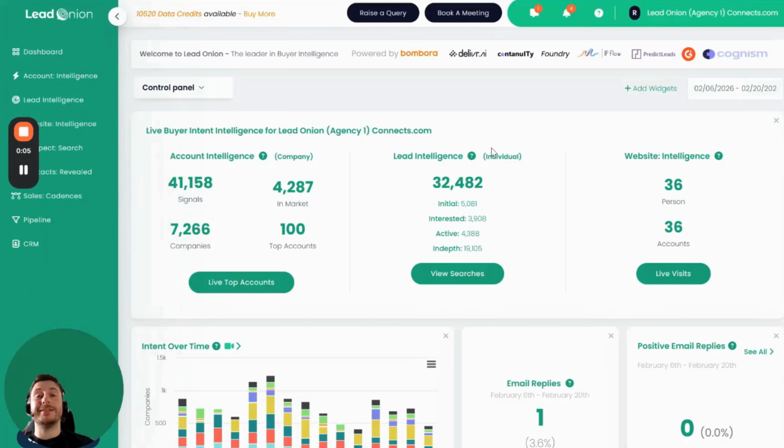Today we're going to dig into account intelligence, the feature inside Lead Onion designed to support account-based sales and marketing teams to help them prioritize and engage with the very hottest accounts in their target audience today. We're going to talk about what it is, who it's for, and how it works.